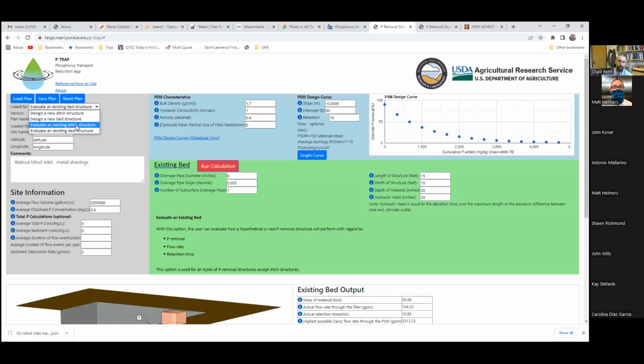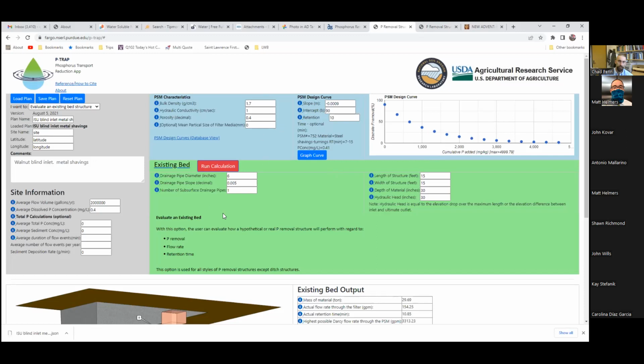How much P is it going to remove? How long is it going to last? How much flow rate is it going to be able to handle? In this case, I'm going to demonstrate evaluating an existing structure. I also separate them into ditch structures versus beds, because ditches are unique hydraulically. So we're going to evaluate an existing bed structure. This is the blind inlet. We've got our P removal curve for the material that we used in it, a steel shavings and gravel mixture.